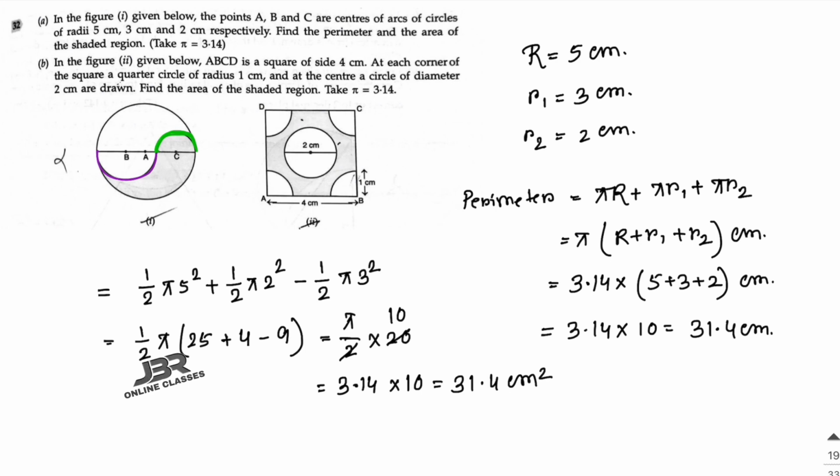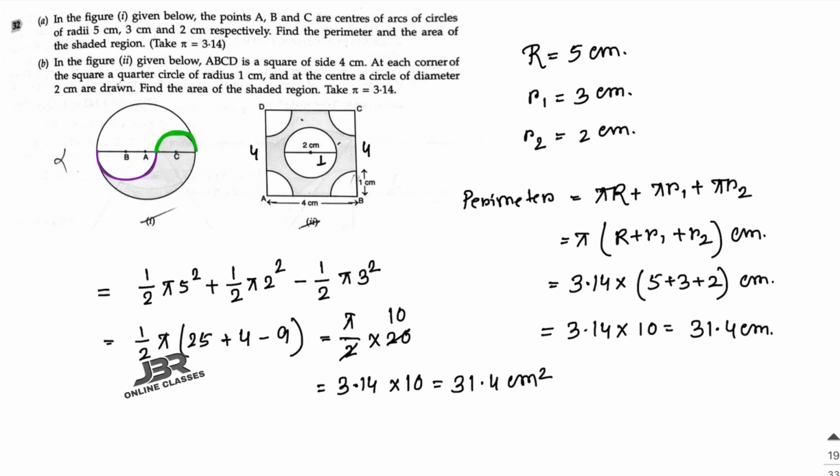So here first, the side of the square equals 4 centimeter. Each and every side of the square equals 4 centimeter, and the radius of each quadrant equals 1 centimeter, and also the radius of the middle circle equals 1 centimeter, because here 2 centimeter diameter is given. So that means the radius of the middle one equals 1 centimeter. Clear? So now you have to find the area of the shaded region.